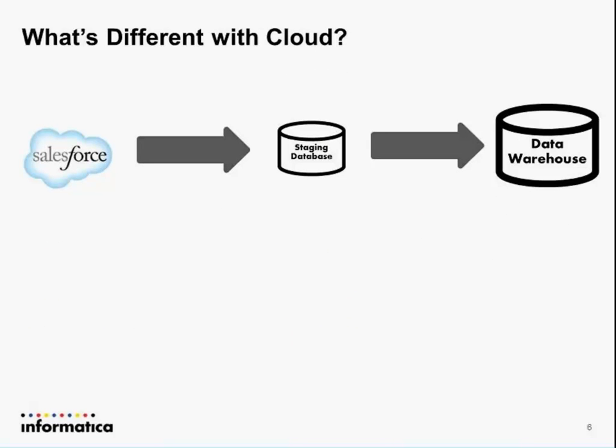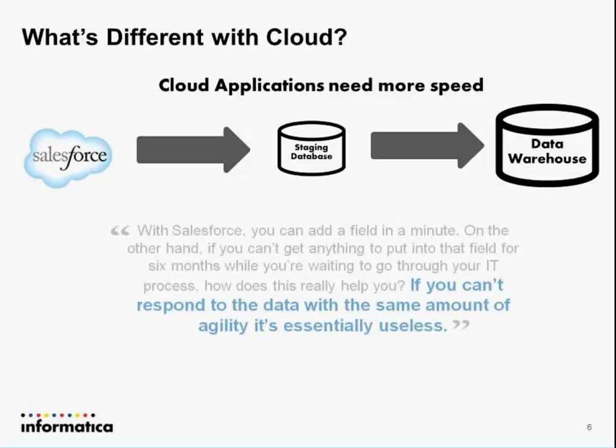But when it comes to cloud applications such as Salesforce, for instance, what's different? Well, the process is essentially the same in that you have to push the data to a staging database and then eventually push it into a data warehouse. But what's different is that cloud applications operate in a much more agile manner than do on-premise applications.